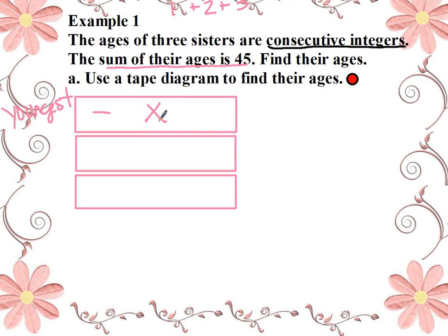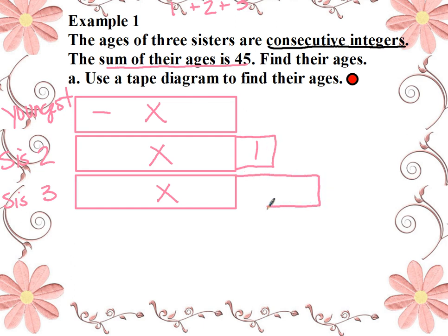So if she's X, and I know that consecutive means they go right in order, then I know sister 2 is however old sister 1 was, but she's how much older? 1 year, right? And then again, sister 3 is the same as sister 1 or sister 2. I can compare it to that one too. But how much older? Well, she's 2 older than the first sister, or 1 year extra compared to the second. And then we know altogether their ages are going to add up to 45.